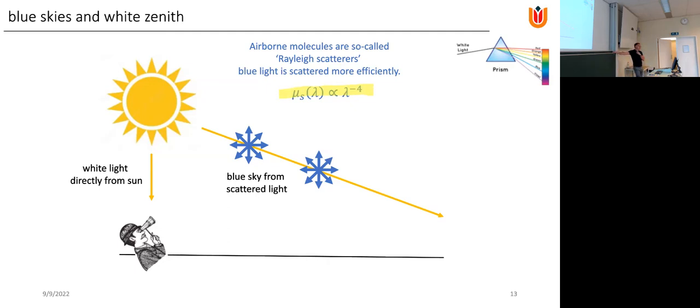That's why the sky away from the sun appears blue. The sky just around the sun will appear more whitish. This process is called Rayleigh scattering, after the guy who described it.